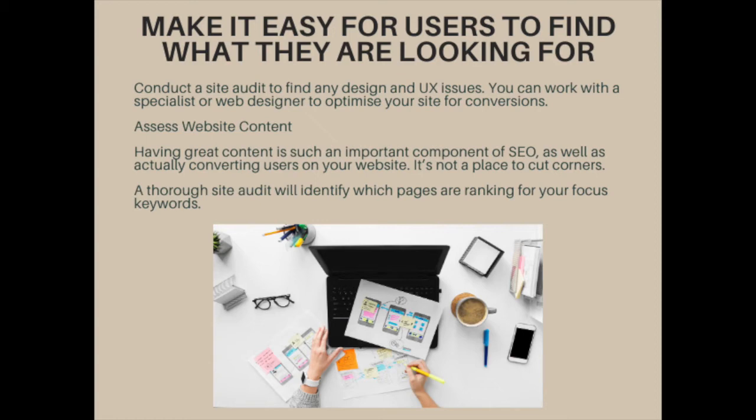A thorough site audit will identify which pages are ranking for your focus keywords and which pages may not be ranking at all. It will also identify any pages that have shallow content or duplicate content. Duplicate content refers to content that may be too similar to other pieces of content on your website. Ideally, every page on your website will serve a specific purpose, so the content on those pages will be written to match. Google can see duplicate content as an indication that the content may not be particularly helpful to users or that the web designer has not taken the time to write unique content.